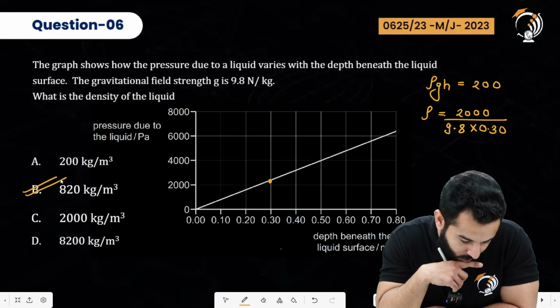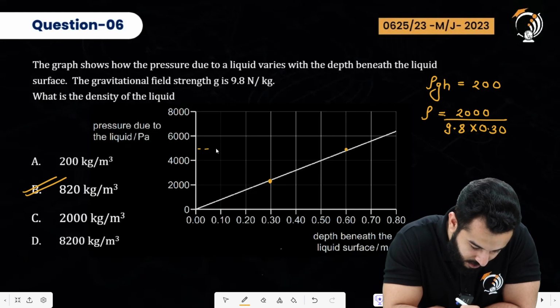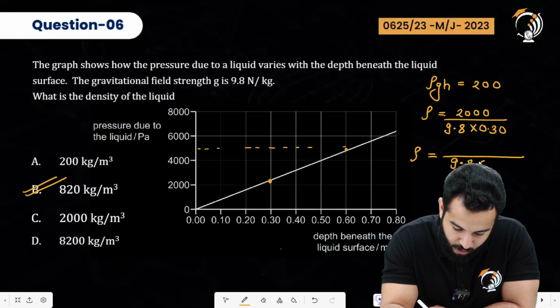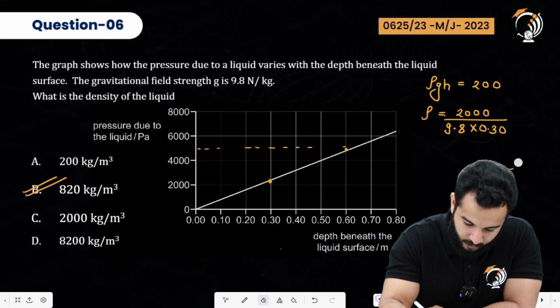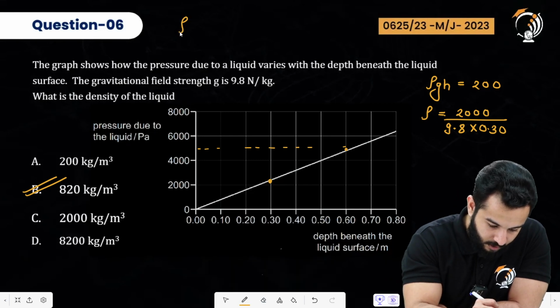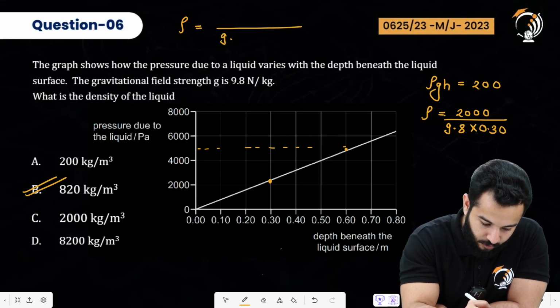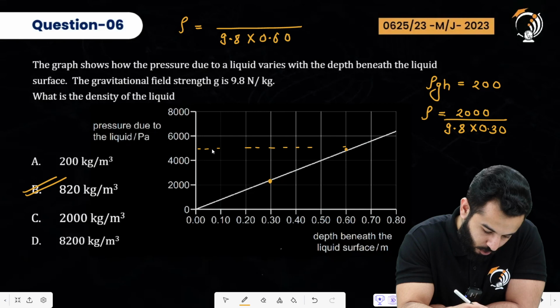We can again check this one. What we can actually do is, this point seems to be at the middle of this thing, right? The height is actually 0.60, so 9.8 times 0.60. All right, I'll write it somewhere over here. For the second point, let's consider the height as 0.60, so 9.8 times 0.60, and this is going to be 5000.